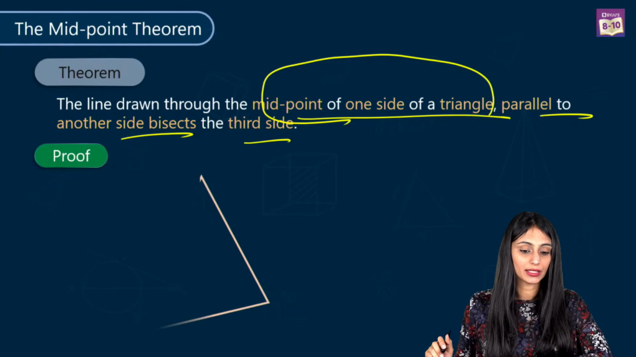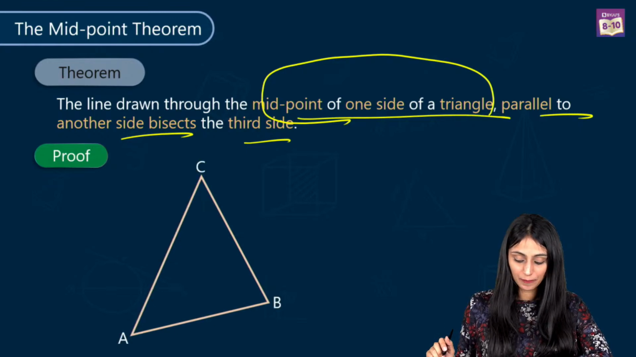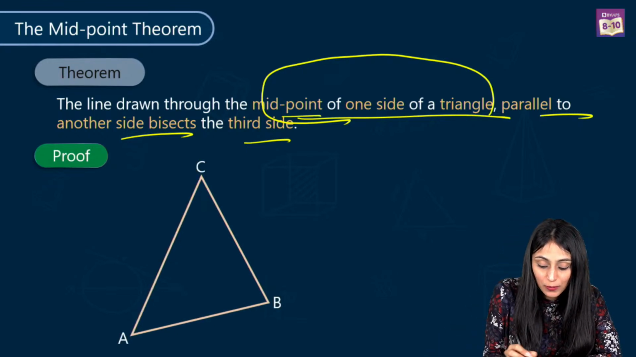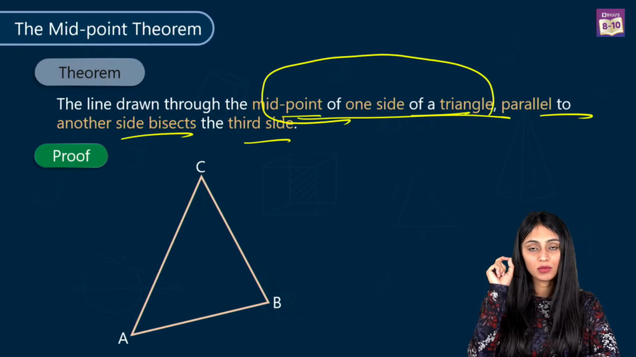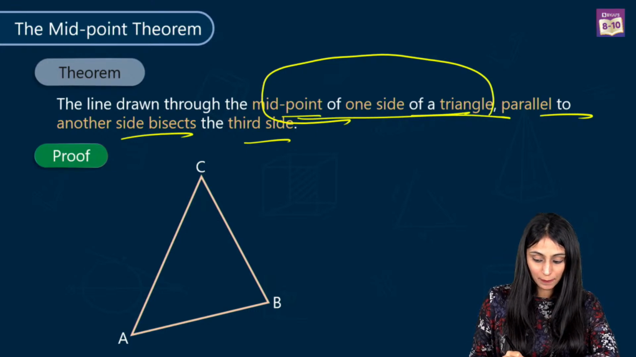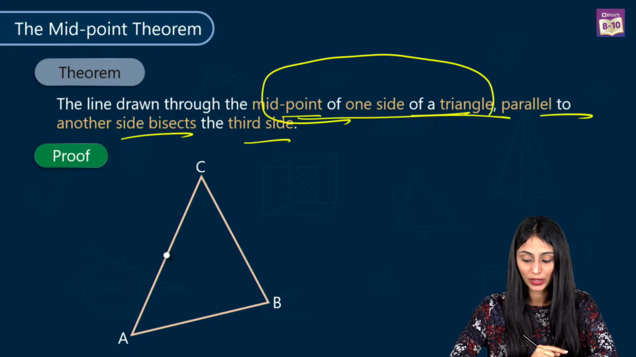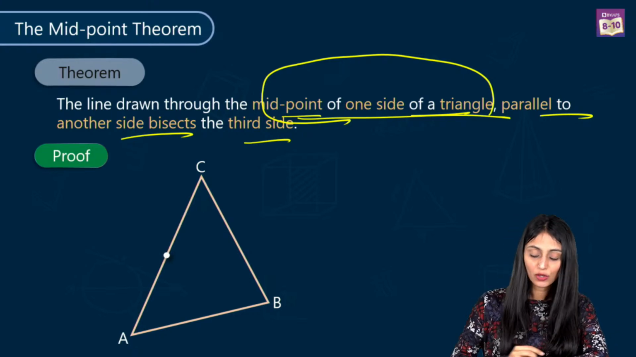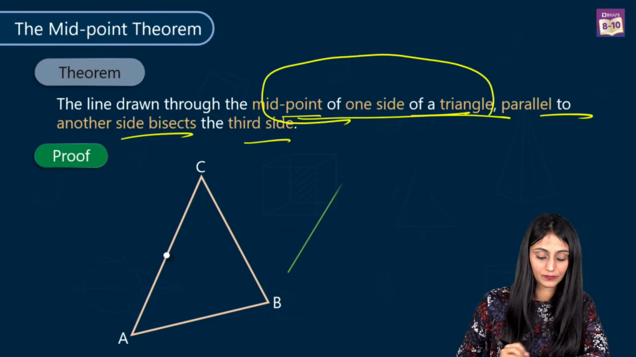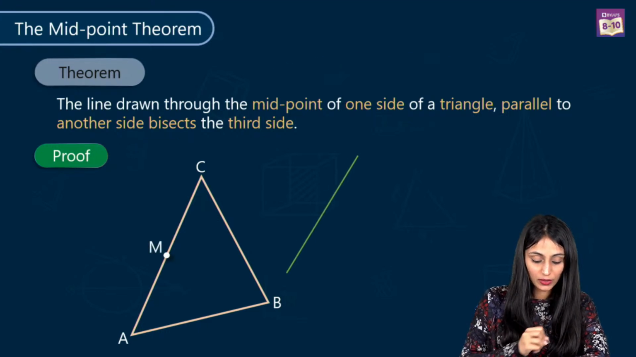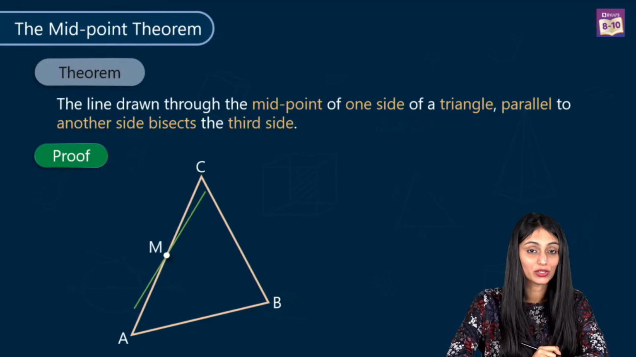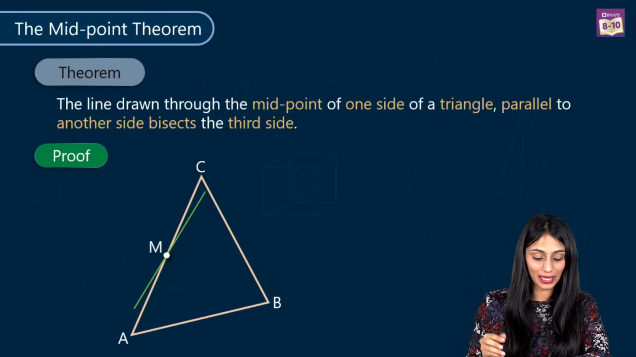So we have this triangle. Let's consider this triangle ABC. A line is drawn through the midpoint of one side of a triangle. This time I'll plot the midpoint on just one side. Let's suppose I plot the midpoint M here, on AC. Now draw a random line of any length, and place it such that it intersects the midpoint M.